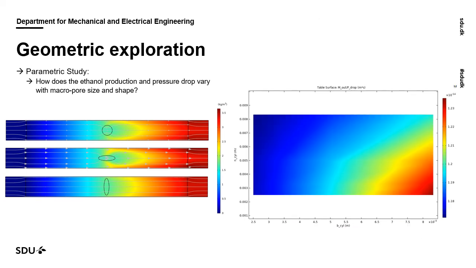But what is more interesting is the production of ethanol per pressure drop. And here we actually see that this is highest for the widest and less tall, so that is the most elliptic one oriented this way. That's because it produces a very low pressure drop, but doesn't impact the reaction too much.